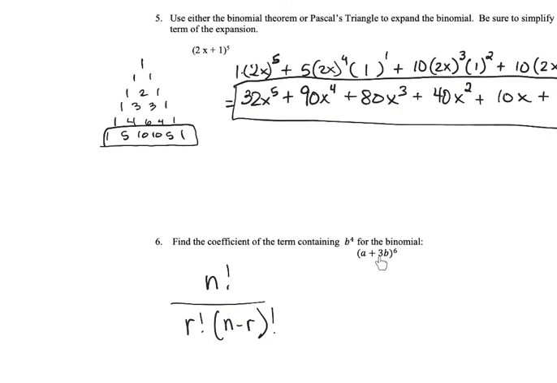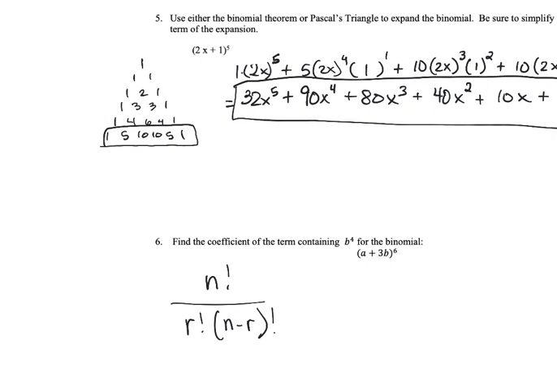it's not asking for the entire expansion. They're asking for the coefficient of the term that would have b to the 4th in it. If you think about expanding all of these terms, every single term is going to have a to a certain power and b to a certain power, right? Except for the first term. What's the first term going to be? A to the 6th. Technically there is still a b there, but it's b to the 0.